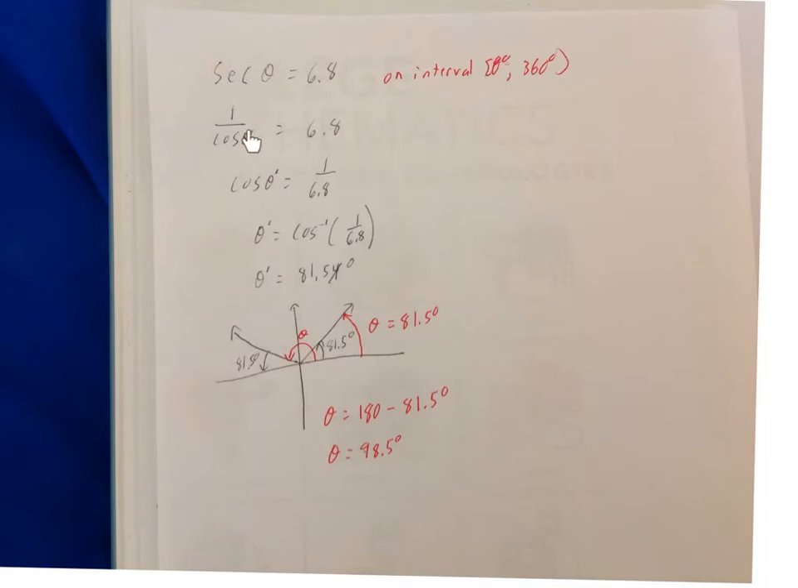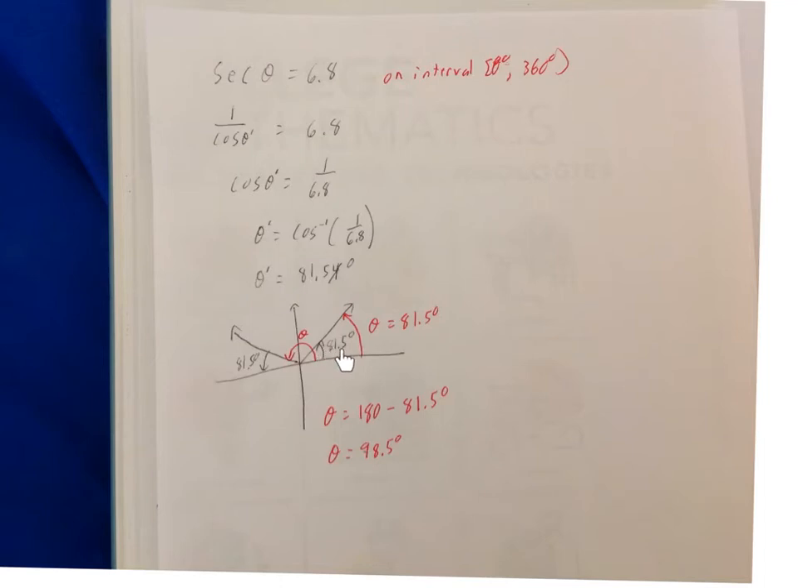I'll find it first. So then I take the reciprocal of each side, and the theta prime would be the inverse cosine of 1 over 6.8. I put that in the calculator and I get 81.5. And so the secant, or cosine, is positive in quadrants 1 and 2. So the reference angle will be 81.5.